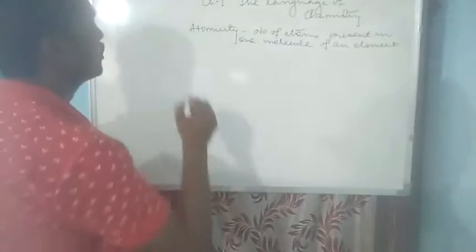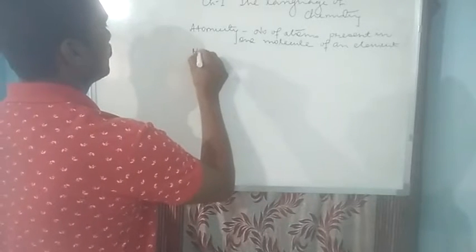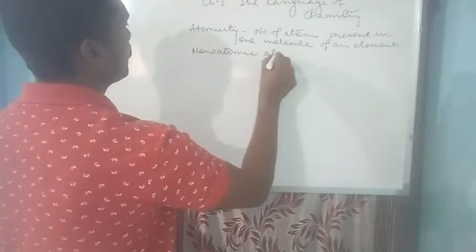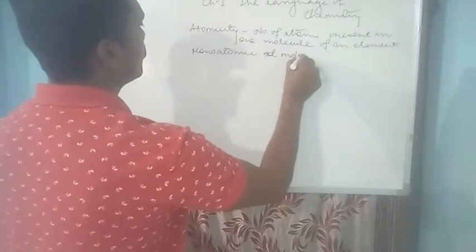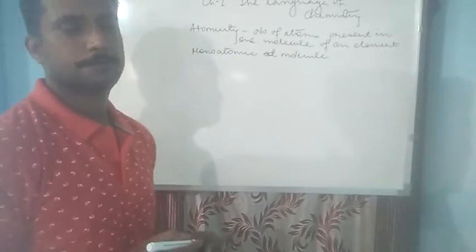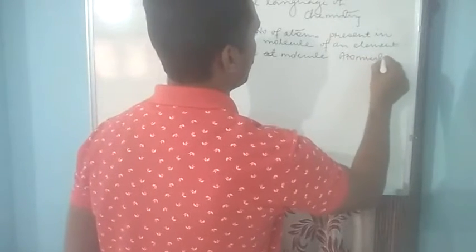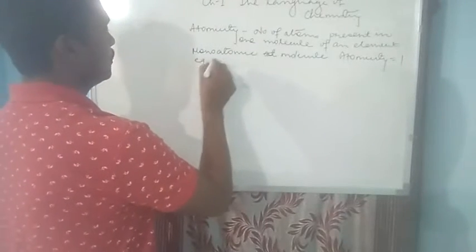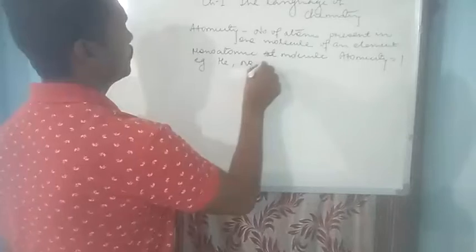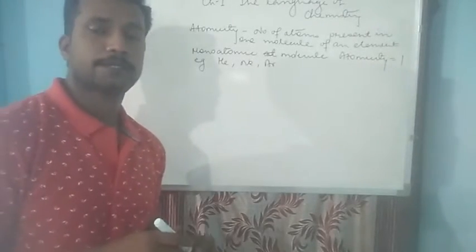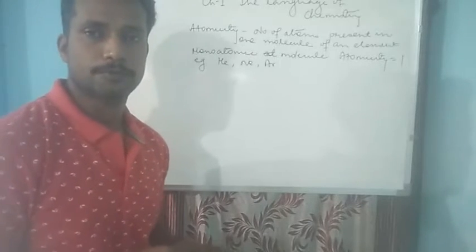That is monoatomic molecule. These are the molecules whose atomicity is 1. So we can write its atomicity is 1. Some examples are helium, neon, argon, that is the noble gases. Because they do not combine with any other atom, they exist as monoatomic molecules.